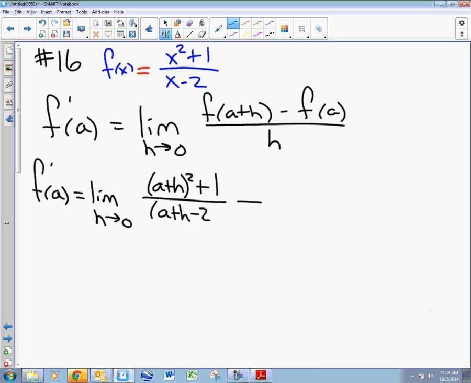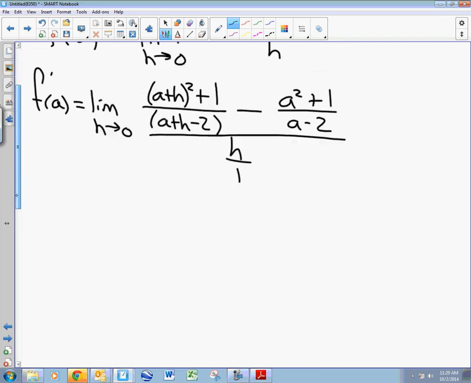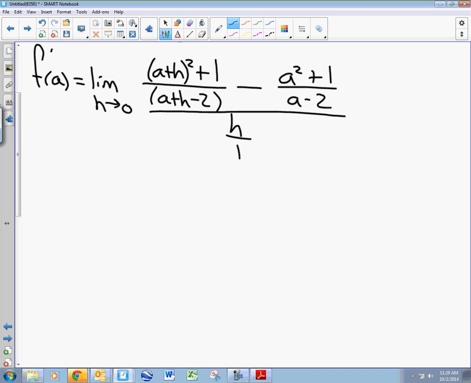Minus, what is f of a? How do I get f of a? Plug in a. a squared plus 1, all divided by a minus 2. Sorry, all divided by h over 1. Oh, you're picky, Taylor. Okay, this isn't that bad. This is a complex fraction. I know it looks bad, but when we multiply it out, we'll see it take care of itself. What is going to be the common denominator? In order to simplify a complex fraction, I've got to find common denominators.